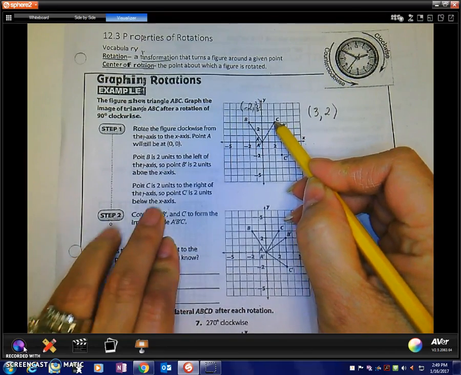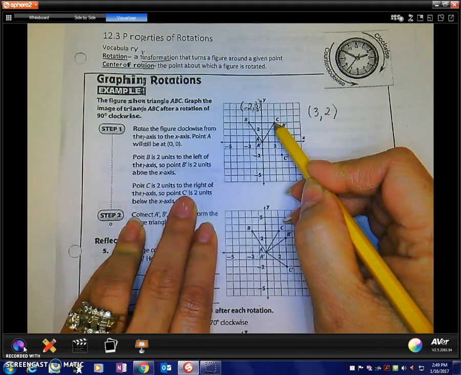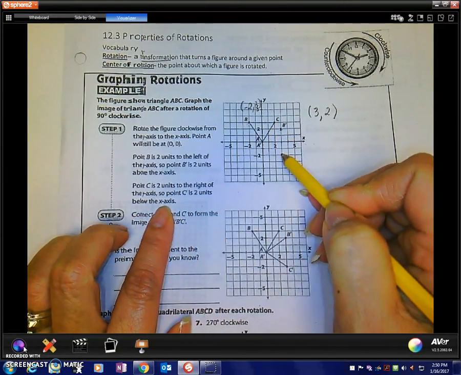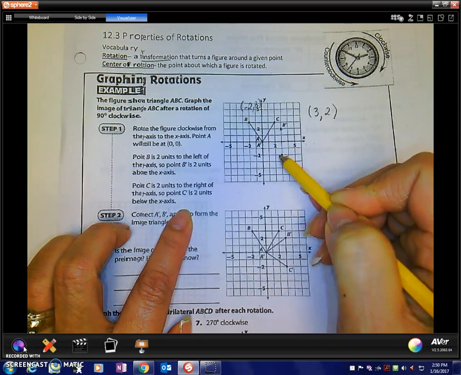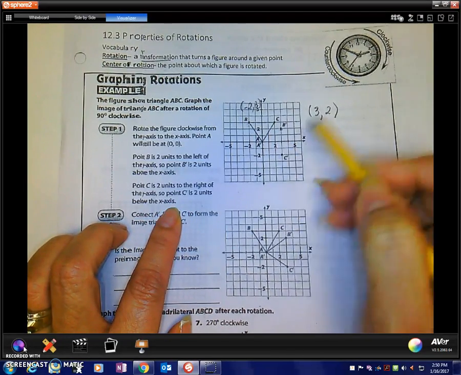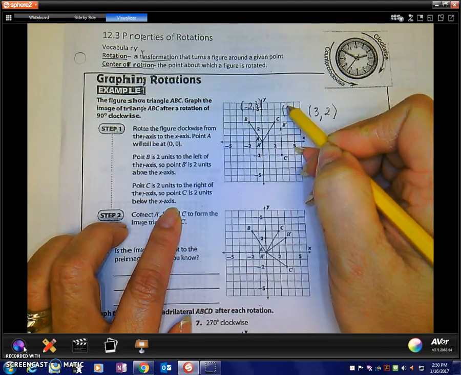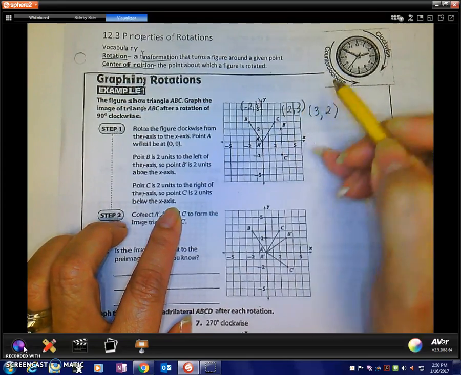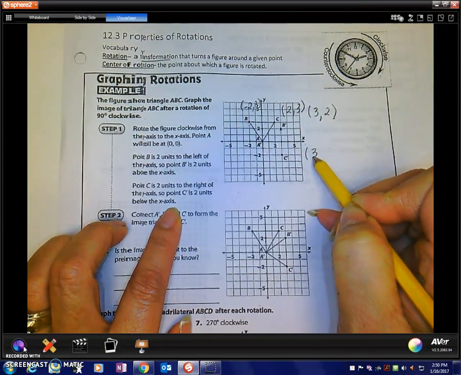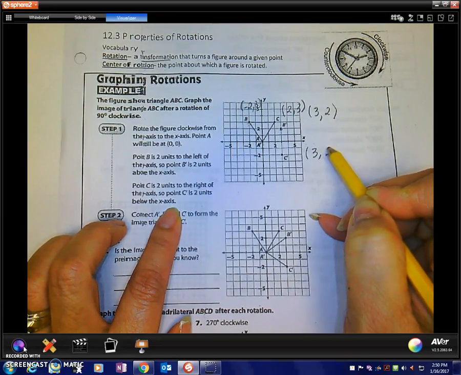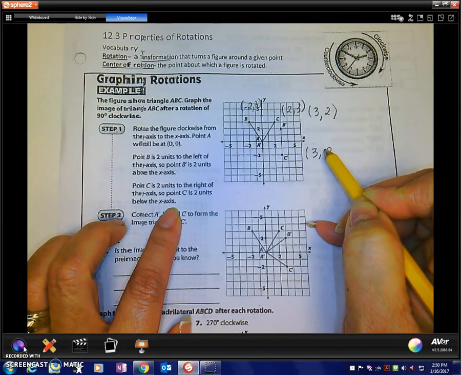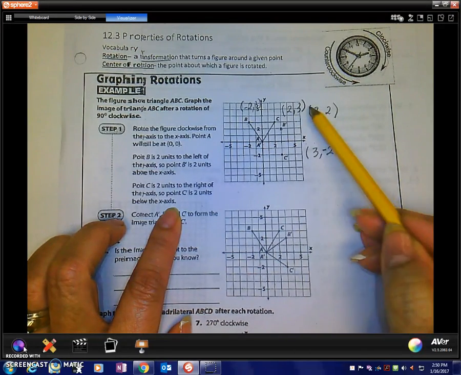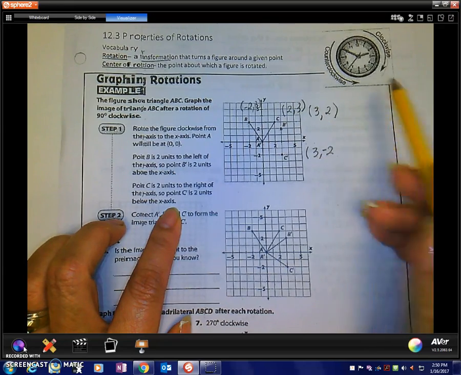Point C is 2 units to the right of the y-axis. So point C prime, the image, will be 2 units below the x-axis. Point C originally is (2, 3). Now it becomes (3, negative 2). So the (2, 3) now becomes (3, negative 2).